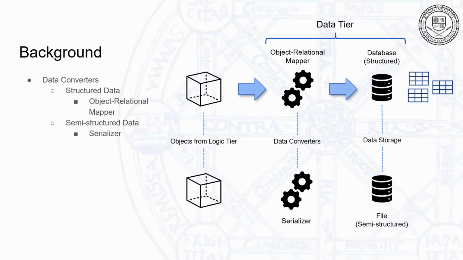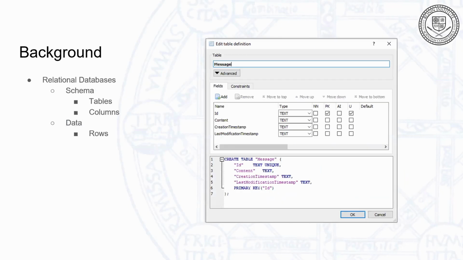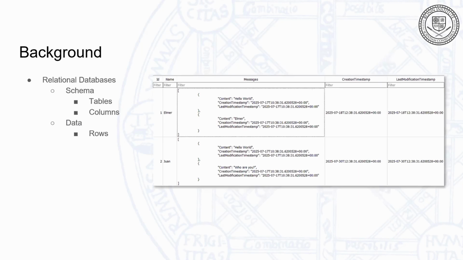Structured data can be stored in tables, consisting of columns that represent attributes and rows that represent records, and can use object relational mappers. On the other hand, semi-structured data, or data that has no predefined data model, can use serializers, such as JSON serializers and XML serializers, that generate JSON and XML data, respectively. Structured data is typically stored in relational databases. These consist of schemas which define tables as well as relevant columns. Contained data are stored in the rows of these tables, which represent individual records.